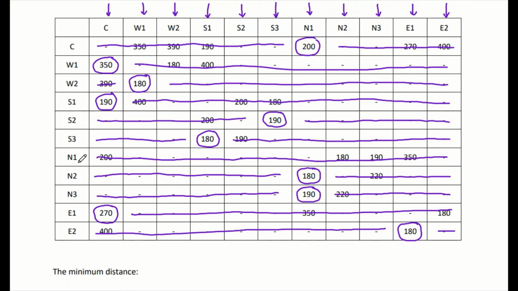Okay, so now the minimum distance, let's try to add them up together. So 200, 350, 190, 270, 180, 190, 180, 190, and 118.